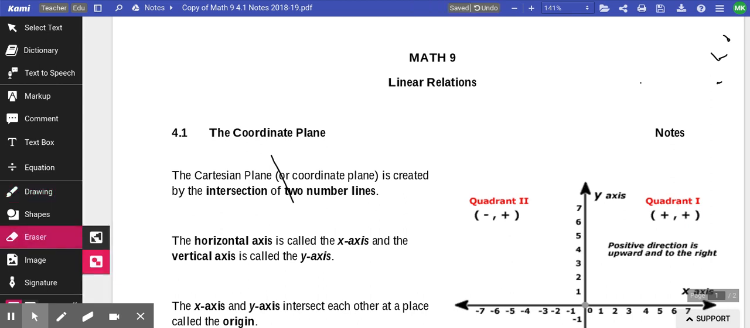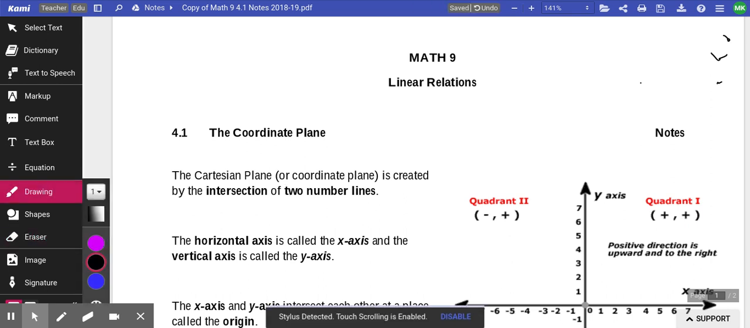This unit is called linear relations. What we're going to be doing is graphing things, mainly graphing straight lines. To be able to graph straight lines and then work with equations that are straight lines, so like the math that creates a line, we just need to go back to the basics. We're going to start off with graphing points and what a graph is, and some definitions and terms I'm going to use that you're going to have to know.